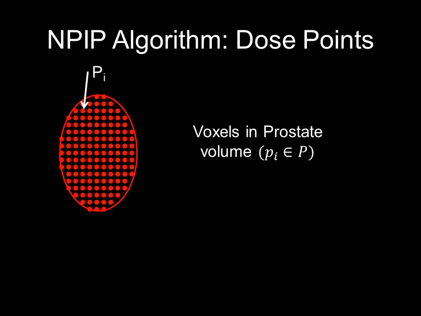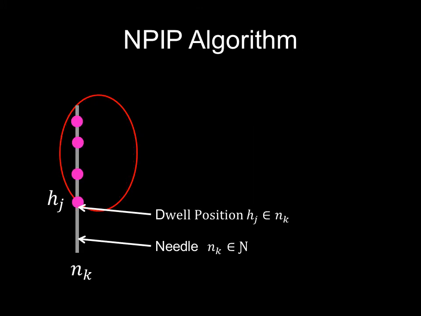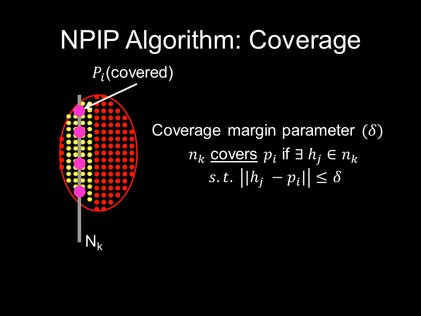The prostate volume is discretized into voxels, with each voxel in the prostate indexed as P_i. Now we have the candidate needle set, with needles indexed as N_k. The radioactive seed can be located at a set of discrete locations along the needles. These locations, combined with the amount of time it stays there, decide the dose distribution. A needle is said to cover a prostate volume P_i when there exists a location H on the needle such that it is less than delta distance away from the prostate location.